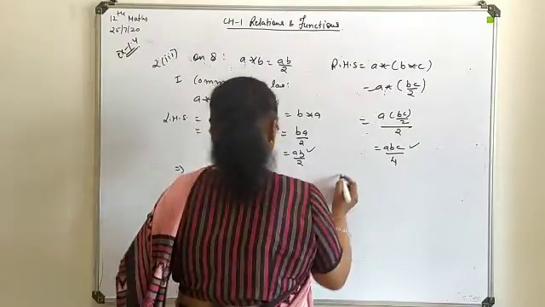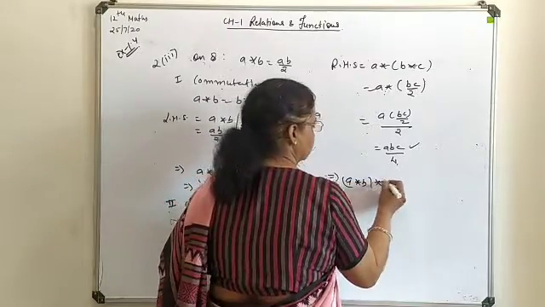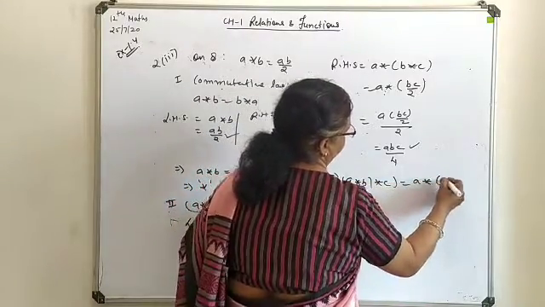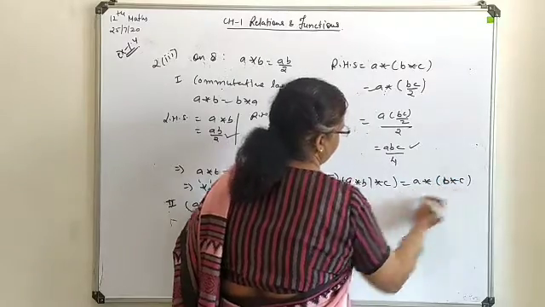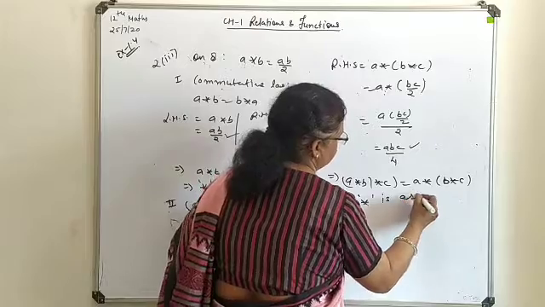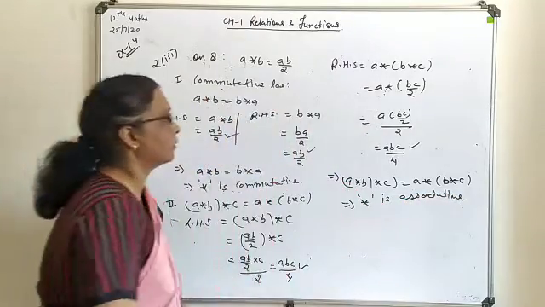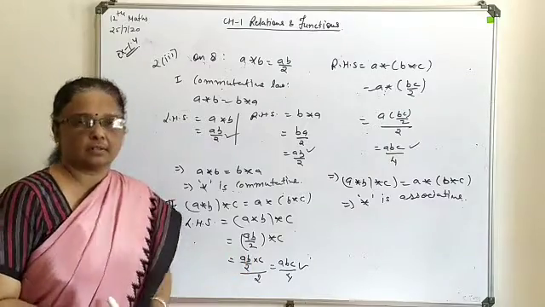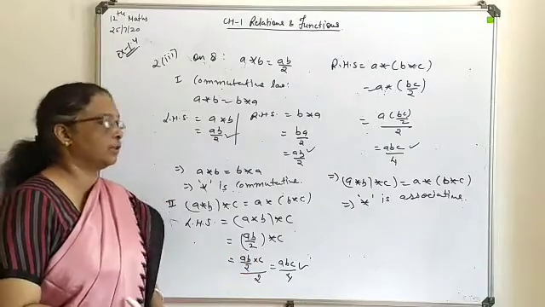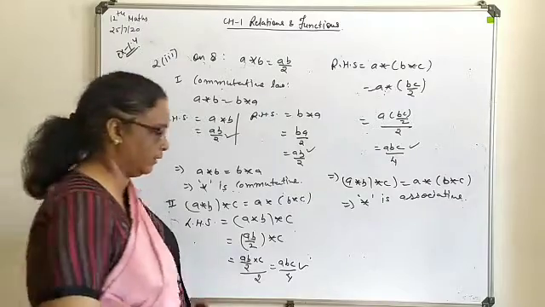So here, what you conclude is that this binary operation is associative. This way you can check in which case it is not going to be commutative or associative, and in which case it is going to exist.